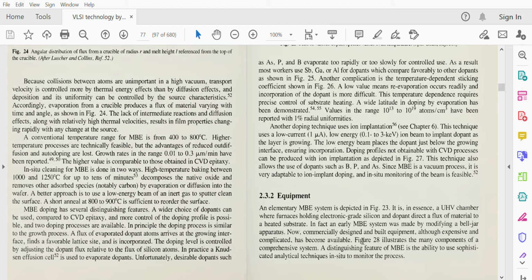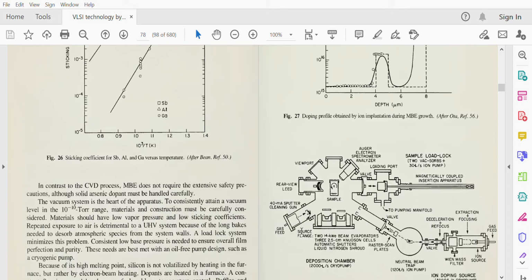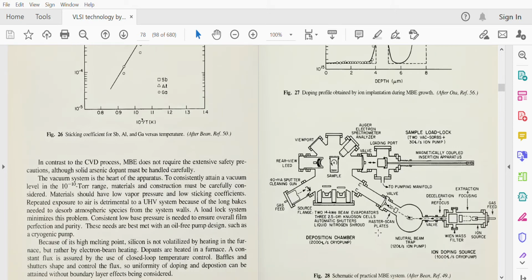Now commercially designed and built equipment, although expensive and complicated, has become available. So we will see in figure 28 what are the components that are available inside the MBE system. A distinguishing feature of MBE is the ability to use sophisticated analytical techniques in situ to monitor the process. So this is figure number 28, which shows practically how we see the process of MBE.